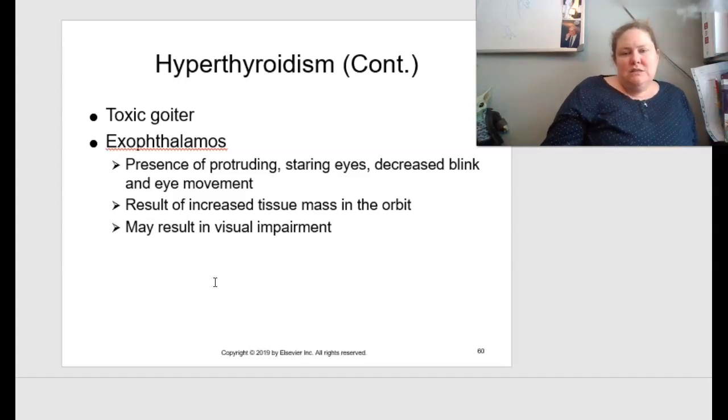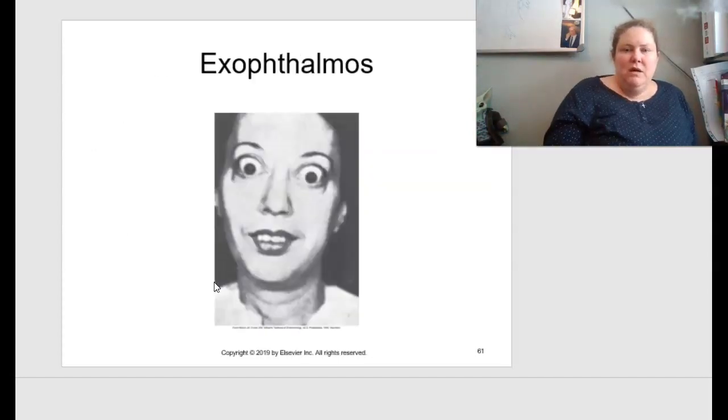And then this can result in an increased tissue mass in the orbit of the eye, and it may result in visual impairment. And so this is an example of hyperthyroidism that is demonstrating itself with exophthalmos. Okay, and so as you can see, the increased tissue amount is going to push that eyeball out.